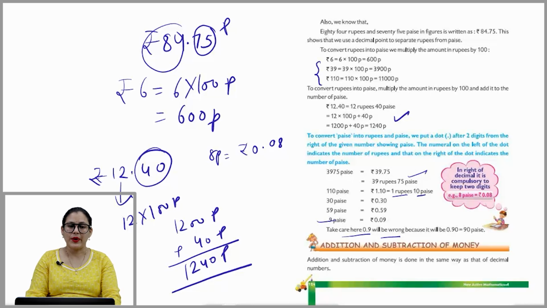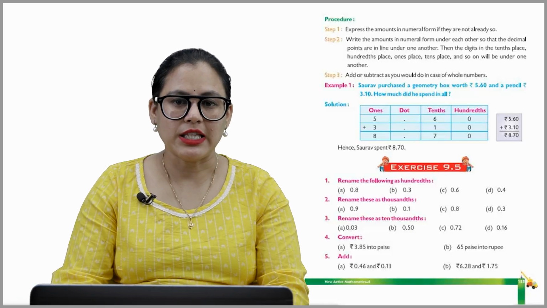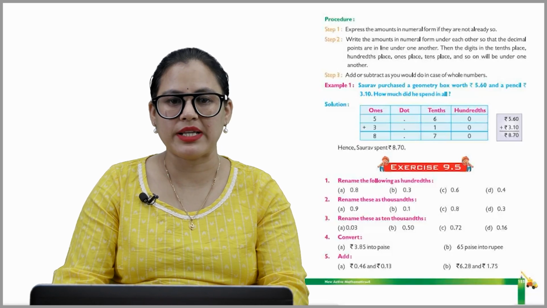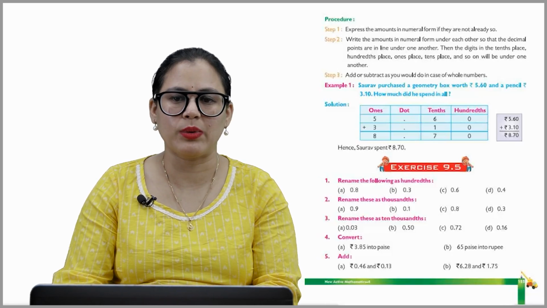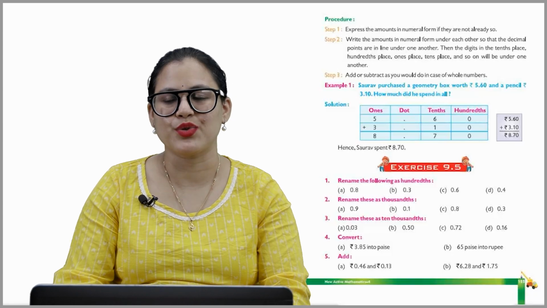Now, addition and subtraction of money. Addition and subtraction of money is done in the same way as that of decimal numbers. Procedure. Step 1. Express the amounts in numeral form if they are not already so. Step 2. Write the amounts in numeral form under each other so that the decimal points are in line under one another. Then the digits in the tens place, ones place, tenths place and so on will be under one another. Step 3. Add or subtract as you would do in the case of whole numbers.